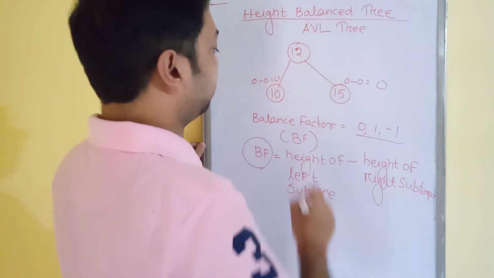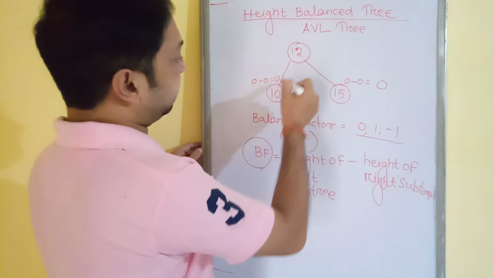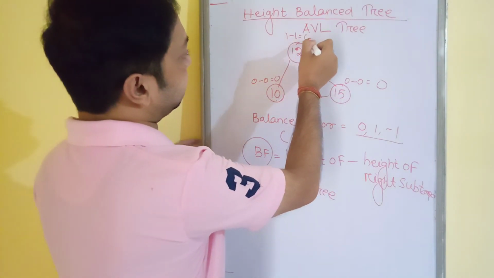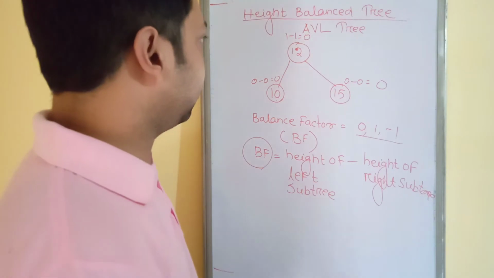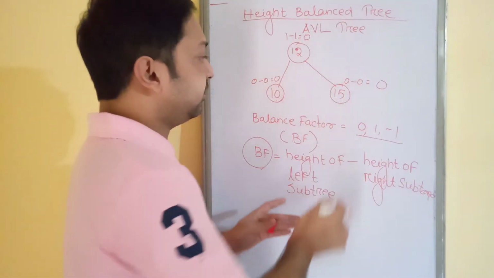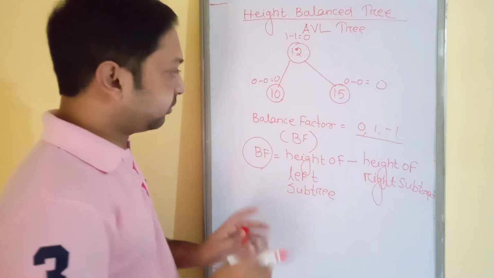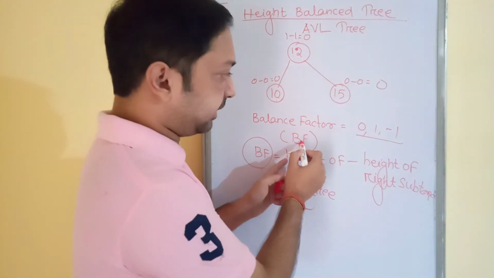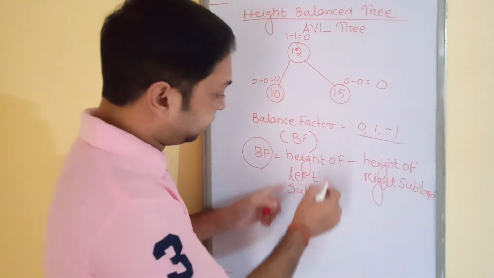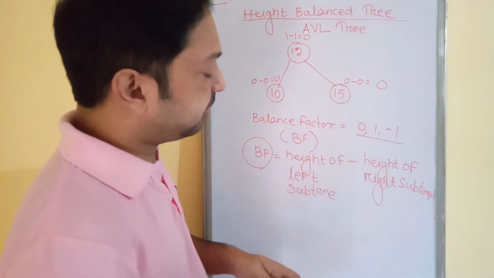Now see, this is 12. 12 means on the left-hand side one node, this is 1, and 1 minus 1. So in this case every node has balance factor 0, 0, 0. So you can tell that this particular tree is balanced. So the first thing you need to remember is what the balance factor is, that is 0, 1, minus 1. How to calculate the balance factor: the height of the left subtree minus the height of the right subtree.